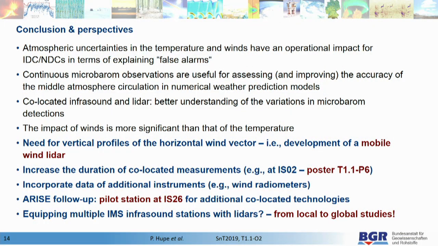So concludingly, of course, winds are more significant than temperature, as the wind deviations measured with the Alomar LiDAR amount to up to 40 meters per second for the 2 sigma uncertainty, although no mean bias was found. And the impact of the wind uncertainty, which I showed on the last slide, calls for the need of wind measurements, and the development of a mobile wind LiDAR would of course be a good opportunity for this. Of course, we want to increase the duration of collocated measurements, and one example will be shown this afternoon on poster P6, where we show first results of a related study at IS2, where the same LiDAR was collocated for more than 1 year. So this is a good improvement.